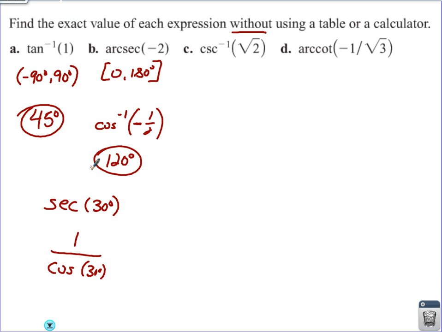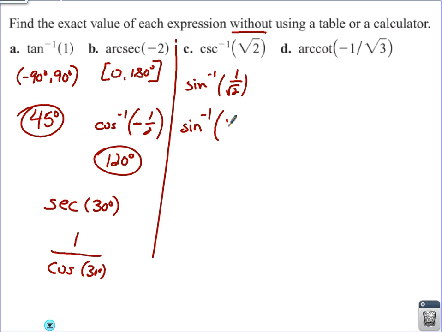To find the inverse cosecant of root 2, that'll be the inverse sine of 1 over root 2. Or the inverse sine of, when you rationalize that, do you see why rationalizing is so important now? Root 2 over 2. Because you probably don't know what the inverse sine of 1 over root 2 is, but when you rationalize that, root 2 over 2 looks much better. Inverse sine of root 2 over 2 is positive. We're looking for an answer between negative 90 and positive 90. What's your answer? 45 degrees.